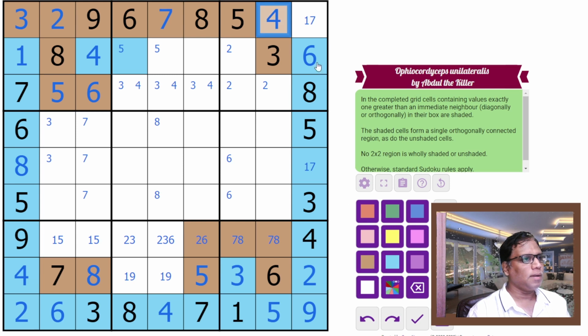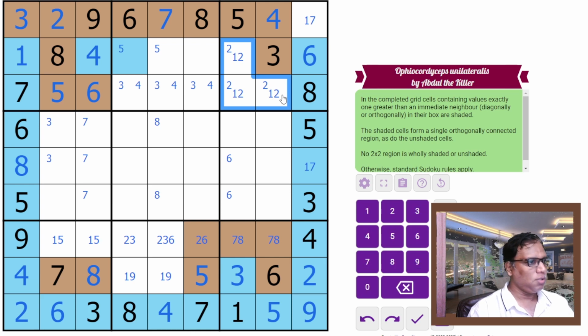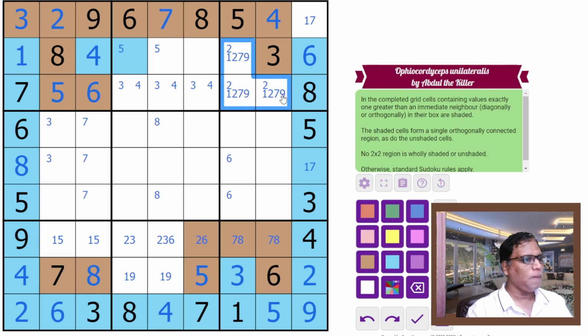That 4 is also dark. And this one, we don't know. So that's 1, 2, 7. But 8 is light, right? That means 7 is not there. No, I don't think this is going to help. So that's 1, 2, 7, and 9, right?